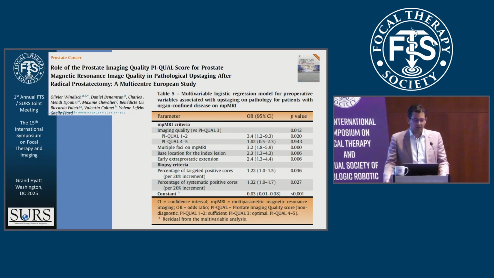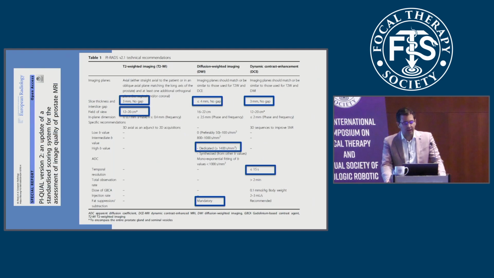This was a study looking at the impact of PI-QUAL. PI-QUAL is a way to risk stratify MRIs on quality, and it showed that if you had a PI-QUAL 1 or 2, which was a poor MRI, the odds ratio was 3.4 in upgrading patients afterwards. This just reinforces the idea that quality matters. And I think it's really important. That's what I'm trying to hit on.